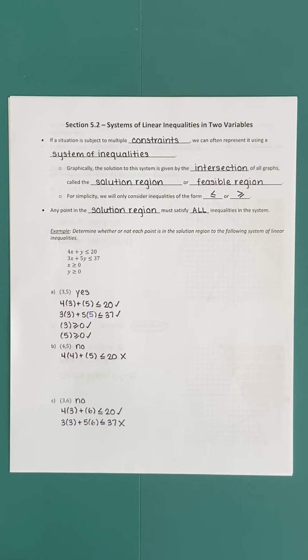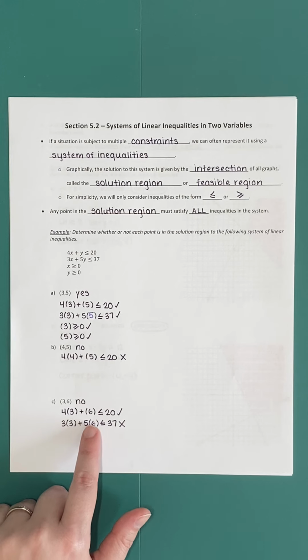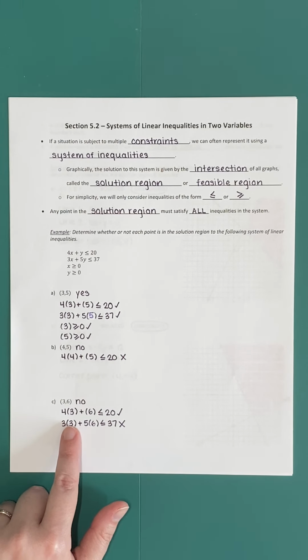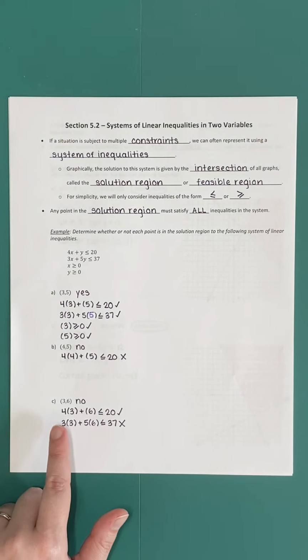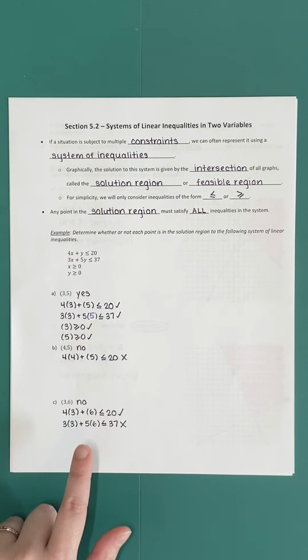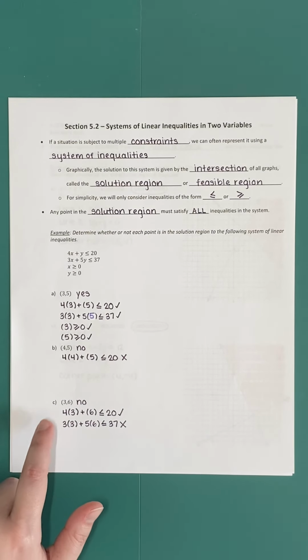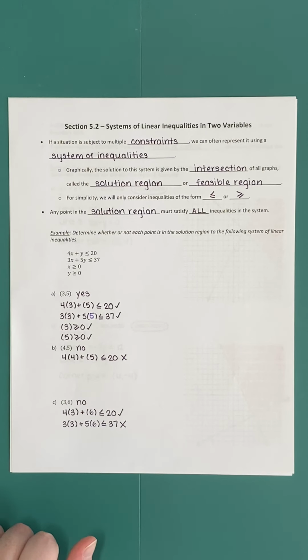Now we need to check the second inequality. So using the second inequality, 3 times 3 plus 5 times 6. Well, 3 times 3 is going to give us 9. 5 times 6 is going to give us 30. 9 plus 30 is going to give us 39. And then based on our inequality, we're saying that 39 is less than or equal to 37, which in this case is a false statement. So the first inequality is satisfied, but the second inequality is not. So we can conclude that the ordered pair 3, 6 is not a solution to our system of linear inequalities because it does not satisfy all the inequalities in the system.